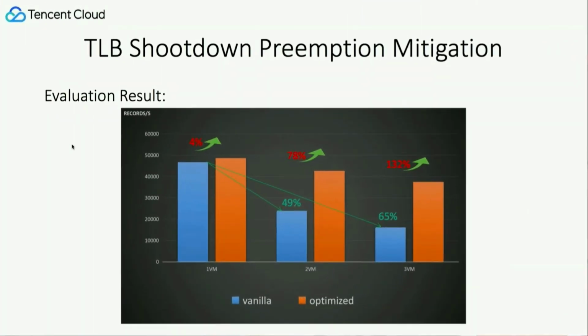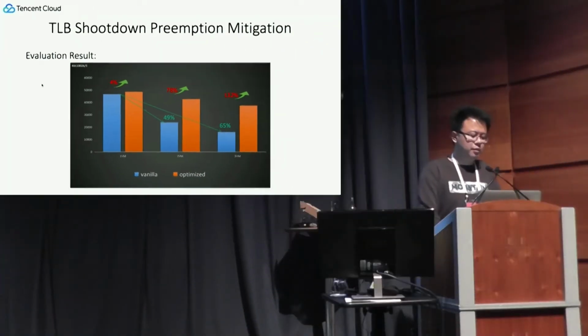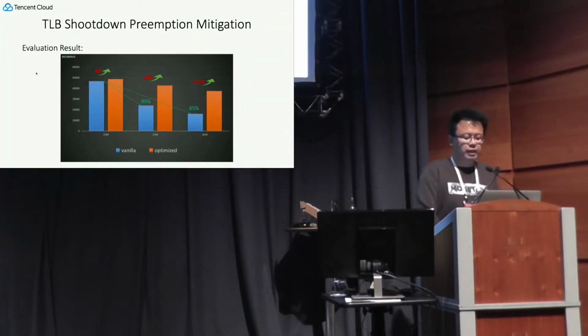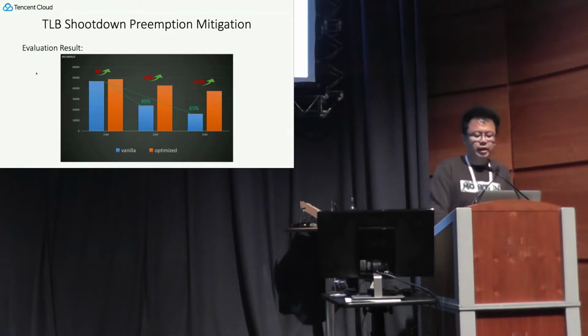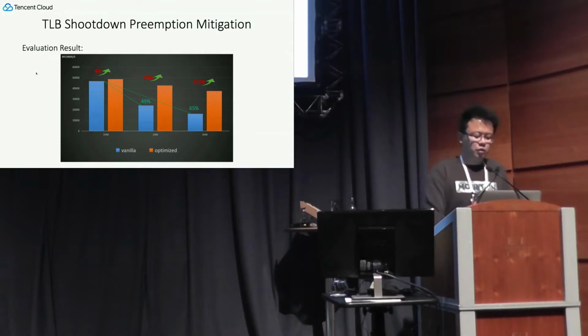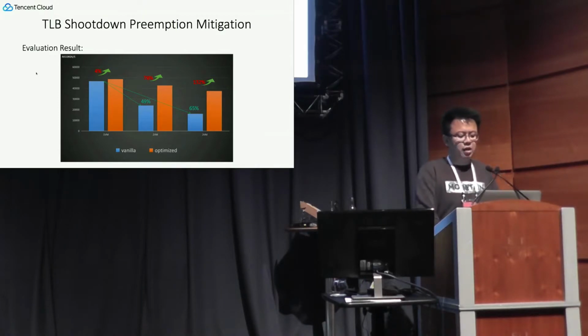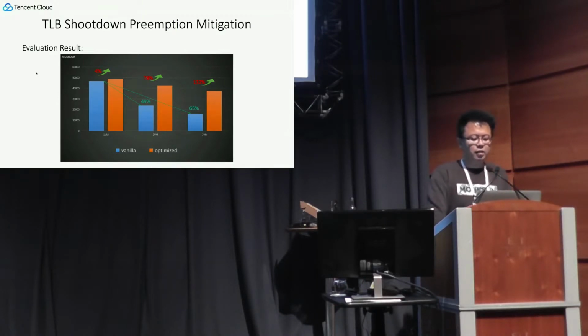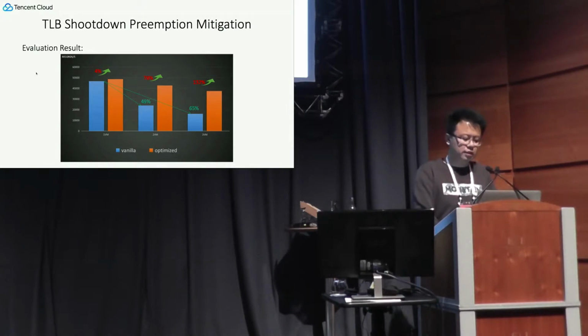Here's the result. The blue histogram is the vanilla KVM. The orange one is with the PV TLB Shootdown. We can observe for the 2 VM scenario, in each VM, the performance improved by 49%. For 3 VM, in each VM, the ebizzy score improved by 65%.